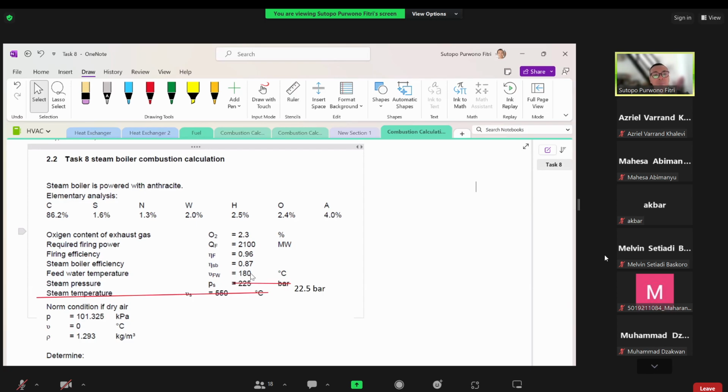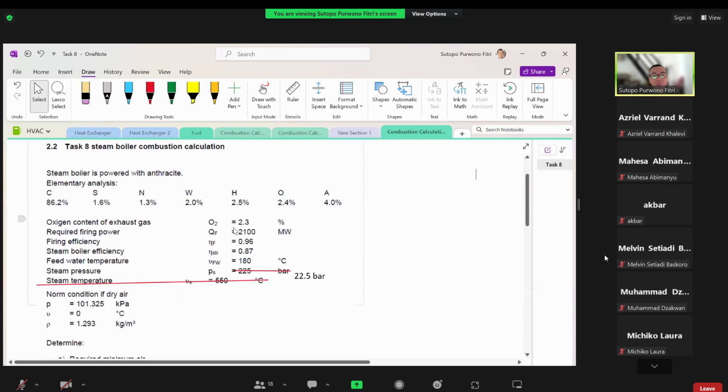So below is the boiler efficiency. You have 0.87. And the feed water temperature 180 degrees Celsius. The steam pressure, I need to make a revision or correct this one. The steam pressure is not 225 but 22.5 bar. And then the steam temperature 550 degrees Celsius.